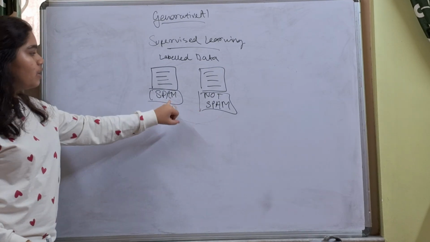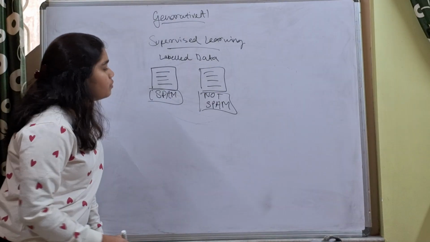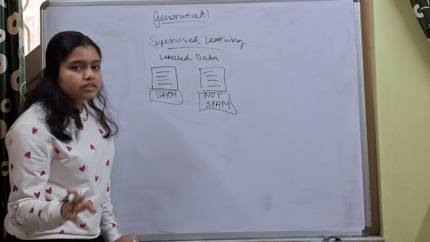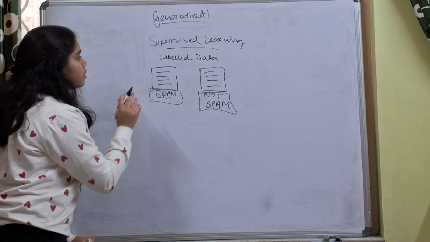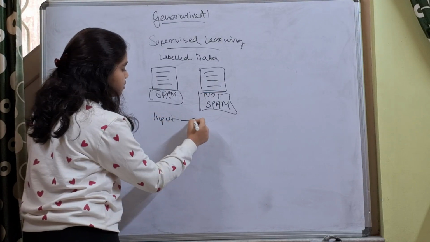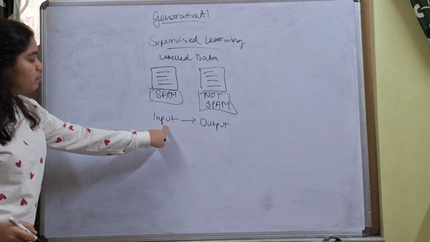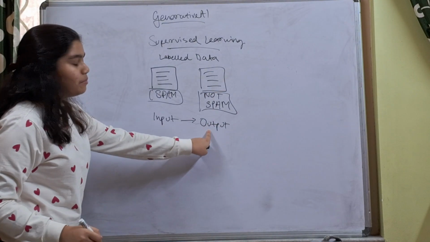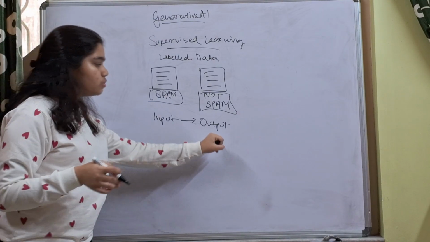So these are going to be labeled spam and not spam. This is why it is called labeled data. I'm giving thousands of sample emails along with their labels. Now here in supervised learning, every input has its own output. Every email has its own label, spam or not spam.